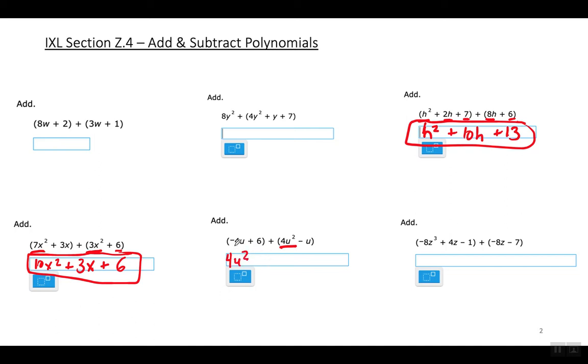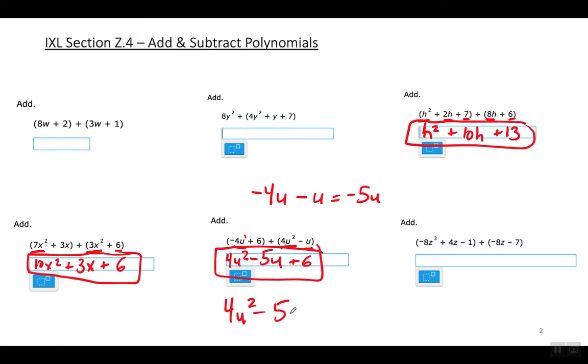Now let's go to the next biggest exponent, which is this one. It has an invisible 1 here. So the negative 4u, I can combine it with this negative u. Negative 4u minus u is going to equal negative 5u. So that's what I have here, negative 5u. And the 6, I can only combine it with another number that doesn't have a variable. There's no other number by itself, so the 6 is going to stay by itself. So that's my answer. Let me write it more clearly down here, because that looks kind of messy. 4u squared minus 5u plus 6. That's my answer.